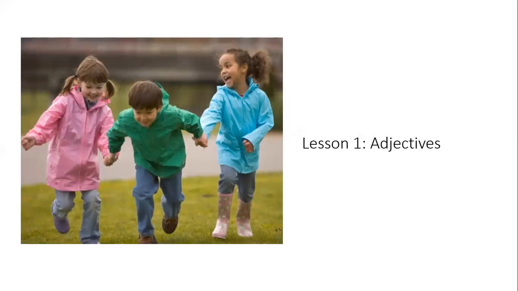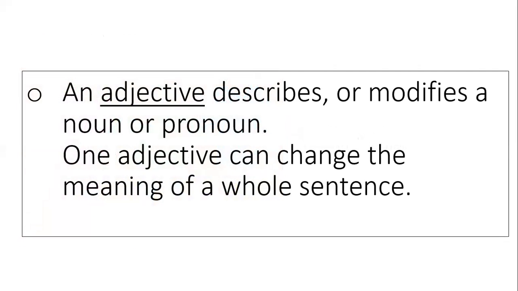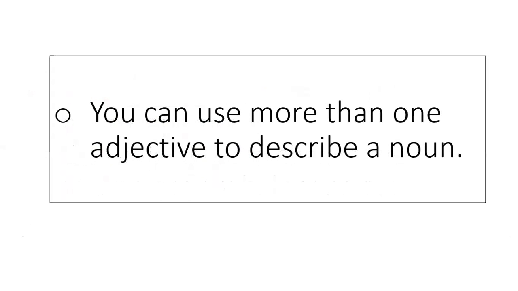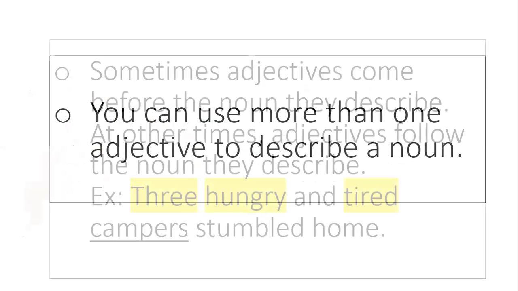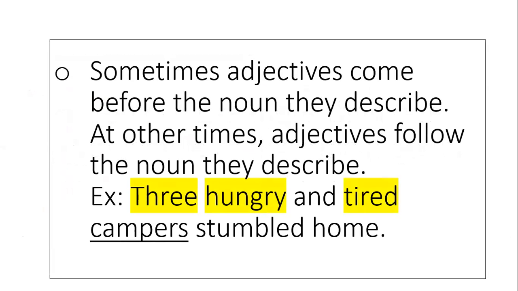Okay, so adjective. What is an adjective? An adjective describes or modifies a noun or pronoun. One adjective can change the meaning of a whole sentence. Because adjectives give us descriptions, they make sentences a lot more fun and a lot more interesting to read. Also, you can use more than one adjective to describe a noun. Sometimes adjectives come before the noun that they describe, and other times they follow the noun that they describe.